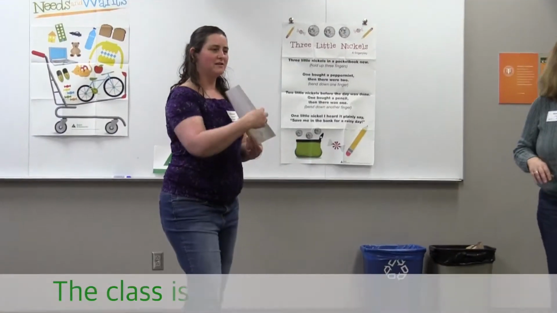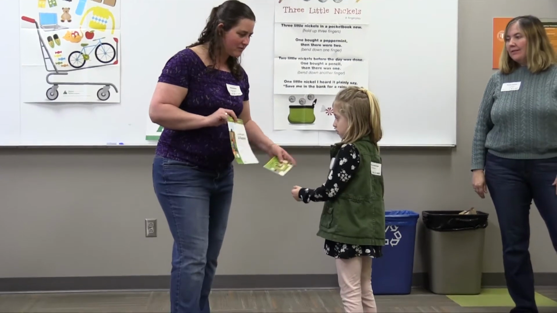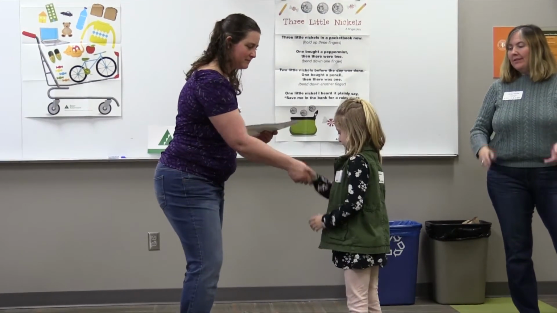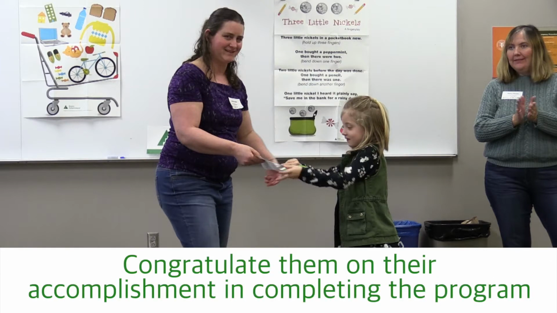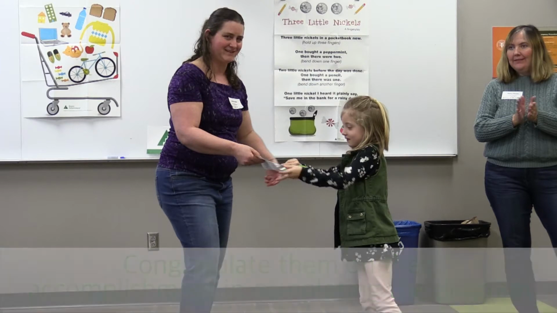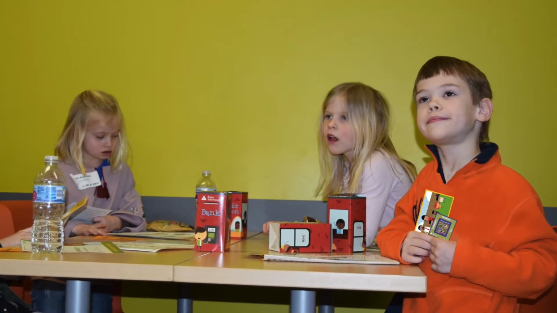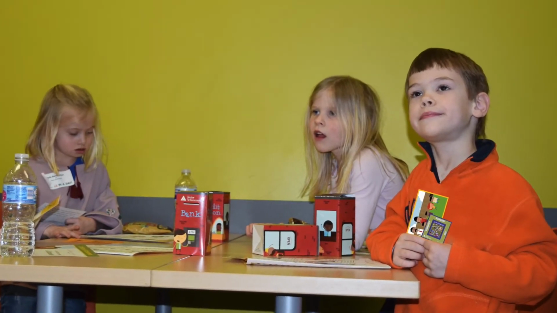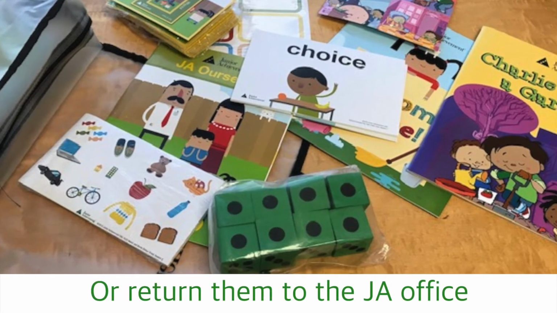Tell the class they are now ready for graduation. Distribute the certificates of achievement, postcard with magnet, and pop-up banks, shaking each student's hand, congratulating them on their accomplishment in completing the program. Let students know that the postcard with magnet and pop-up bank can be taken home and shared with their families. You can leave any extra materials and the storybooks with the teacher or return them to the JA office.